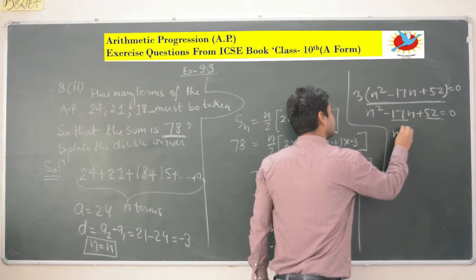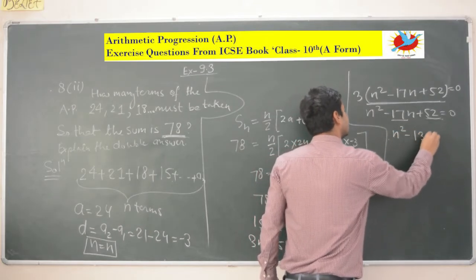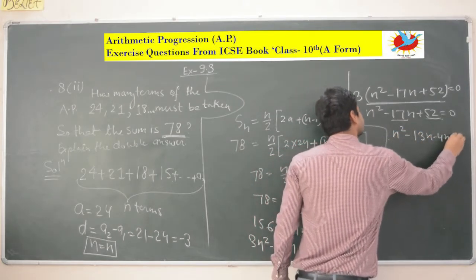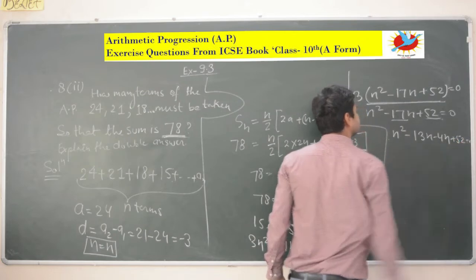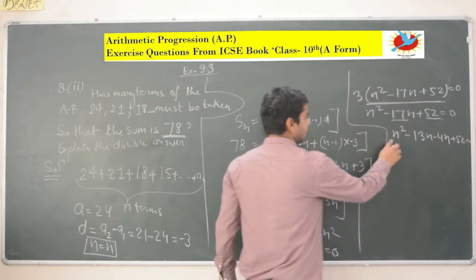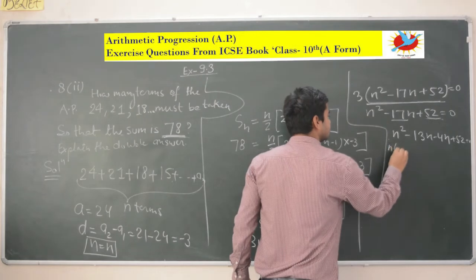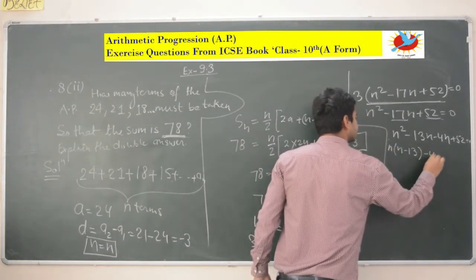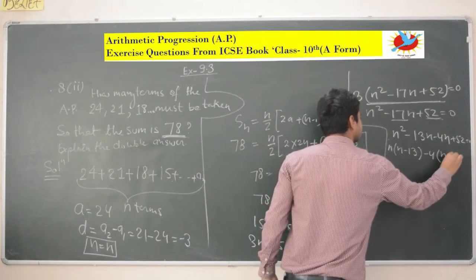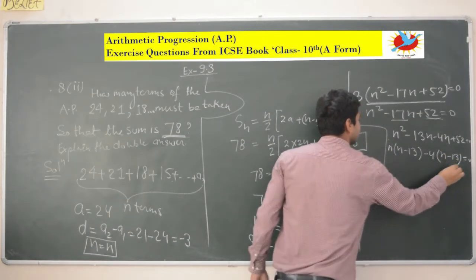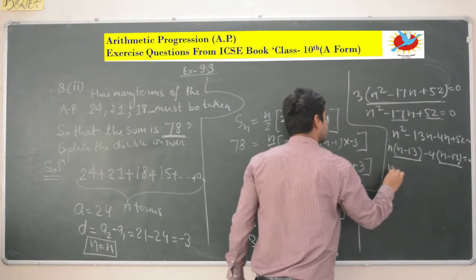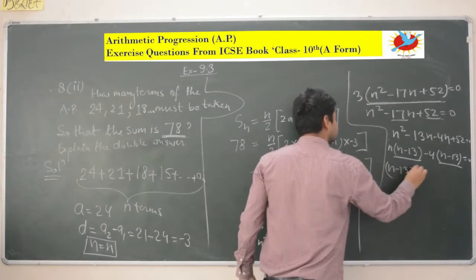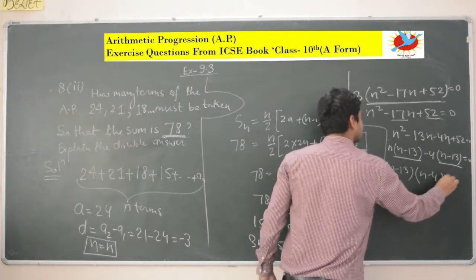So we can write here n square minus 13n minus 4n plus 52 equal to 0. Okay, we can take n as common here, so it will be n minus 13. Here we can take minus 4 as common, so we will get n minus 13 equal to 0. Now we can take n minus 13 as common, so we will get n minus 4 equal to 0.